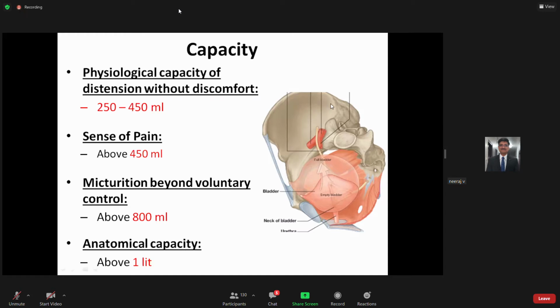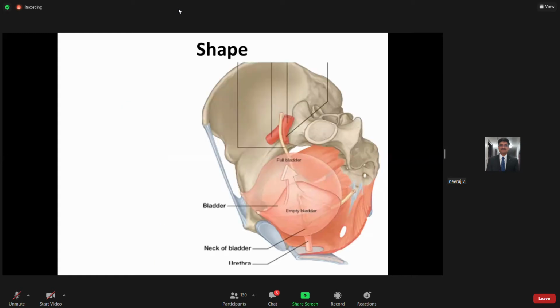And if you talk about the anatomical capacity, there is a difference between the physiological and the anatomical capacity. Of course, the anatomical capacity is around or maybe more than 1 liter, but we cannot hold more than 800 ml of urine at a time in case of a normal adult male. I'm talking of the male. Okay. So what is the shape of this important organ in our body?